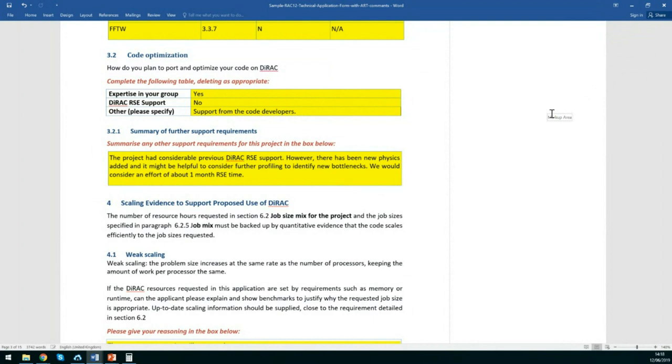Here it says that the RSE, that are you applying for research software engineering support? Lydia, yes. We've got a question from Martin. Yeah. Martin, do you want to ask your question?